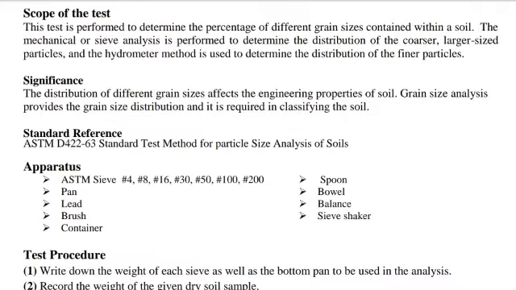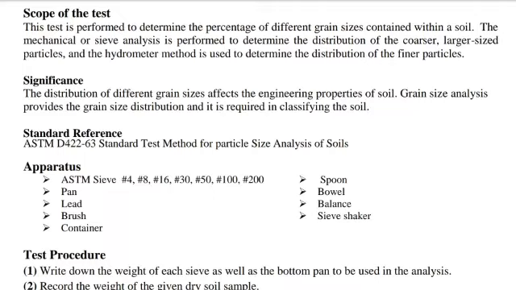Scope of the test. This test is performed to determine the percentage of different grain size contained within soil. The mechanical or sieve analysis is performed to determine the distribution of the coarser, larger sized particles, and the hydrometer method is used to determine the distribution of the finer particles. Significance. The distribution of different grain sizes affect the engineering properties of the soil. Grain size analysis provides the grain size distribution and it is required in classifying the soil. Standard reference: ASTM D422-63, standard test method for particle size analysis of soils.